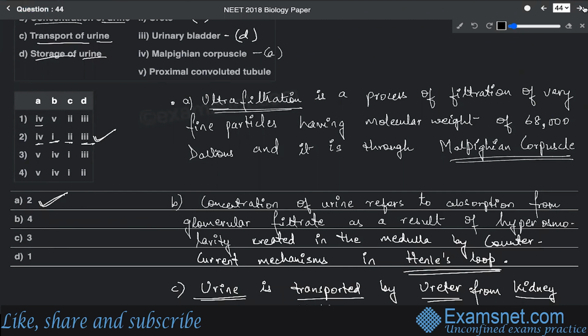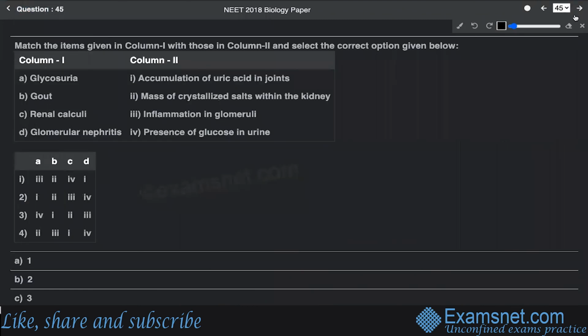All right, now question number 45. So question number 45, again, this is a match the column kind of question. So you have to match the items in the given column 1 and those in column 2, regarding the various categories that have been given. So this is again a question that has been asked from the chapter of human excretion, and that too from your 11th standard. All right.